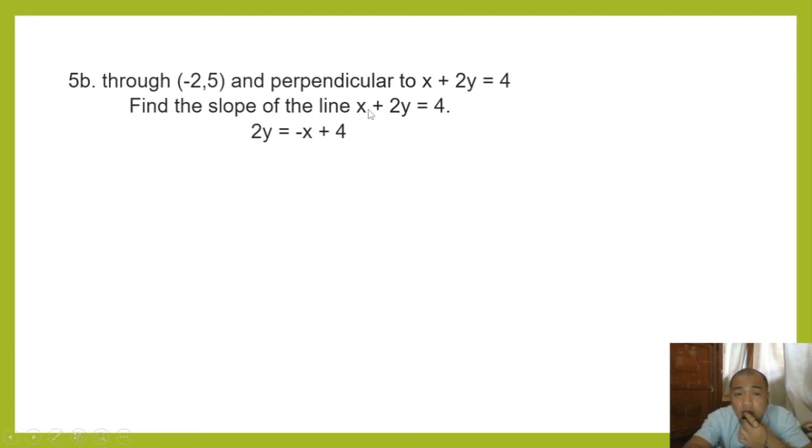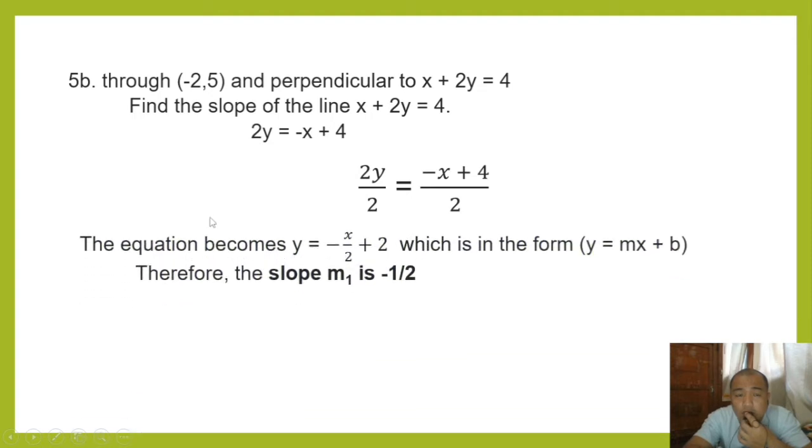So we first transpose x, so negative x plus 4, then divide both sides by 2. Therefore, the equation x plus 2y equals 4 is the same as y equals negative x over 2 plus 2, which is in the form y equals mx plus b. And from this equation, m is negative 1 half. So therefore, the slope of this line is negative 1 half.